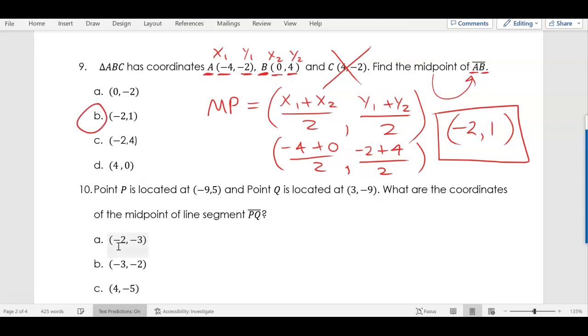So I got B. Okay, can you find midpoint using the midpoint formula? You must. Okay.